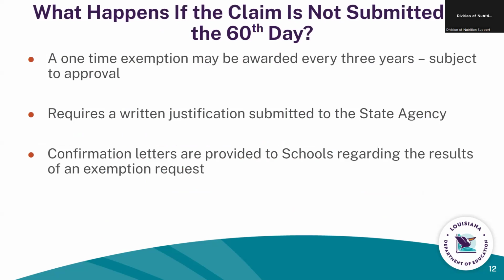So what happens if you don't submit by the 60th day? A one-time extension may be awarded every 3 years, subject to approval. So if in October of 2023 you had to use an exemption, you would not be eligible again until October of 2026. It requires a written justification submitted to the state agency, and confirmation letters are provided to schools regarding the results of an exemption request. So it's very important that you submit before that 60th day after the end of the claim period.